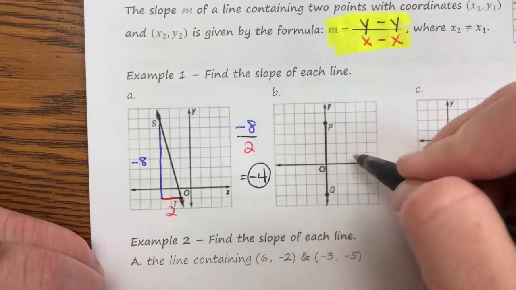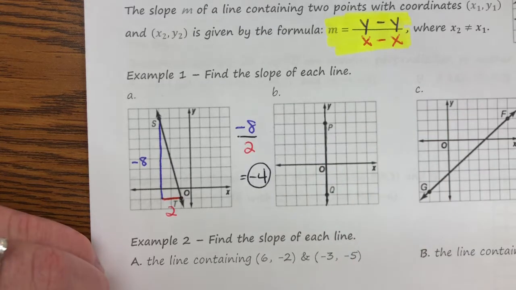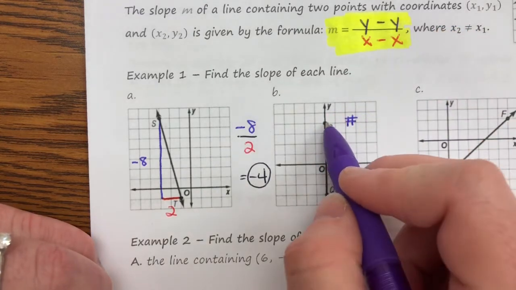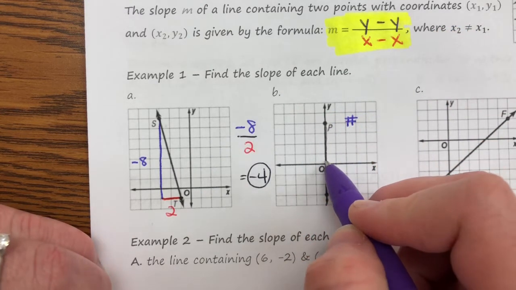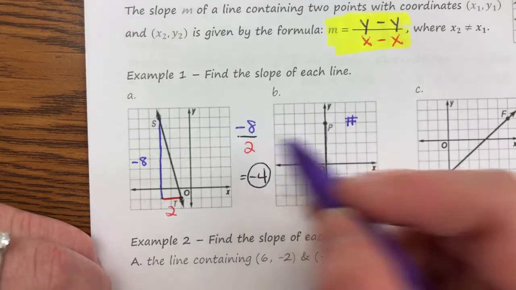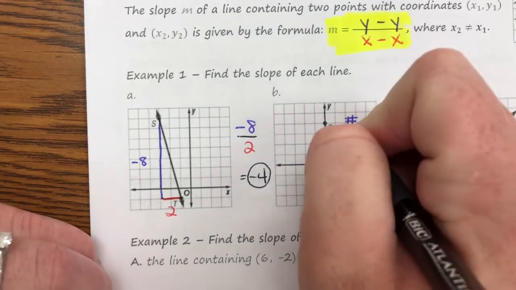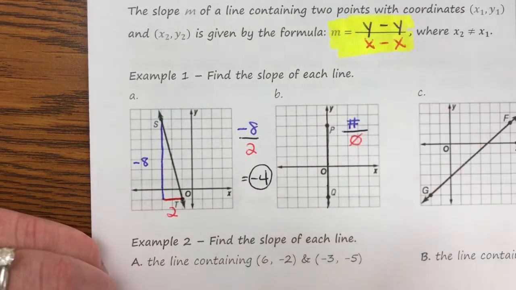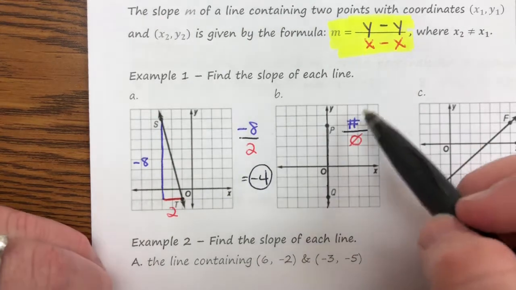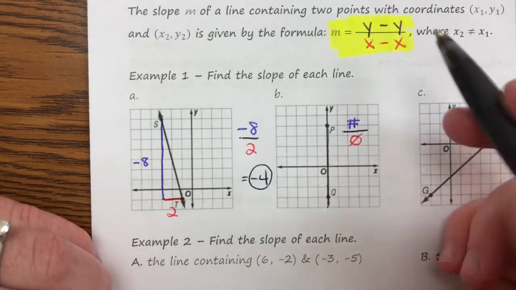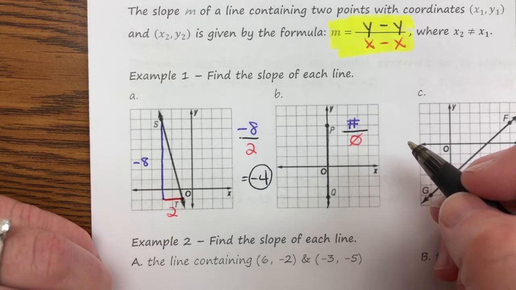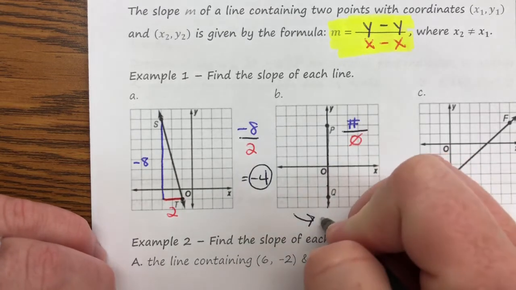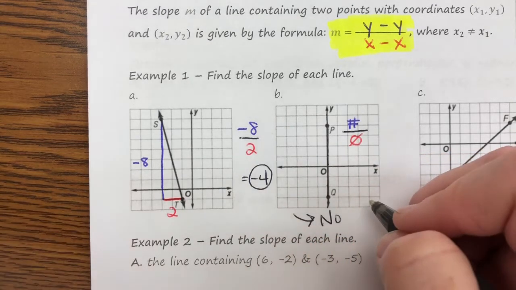Is there any change side to side? No. So the number on top for this line could be anything. We could go down 1, down 2, down 3, down 4, we could start here and go up. We're not reading it side to side because it just goes up or down. But the number on the bottom, there is no change. It's a 0, right? And in algebra, can we leave a fraction with 0 on the bottom? No, we cannot. So therefore, all vertical lines have no slope, right?